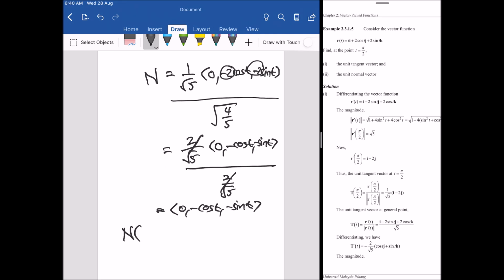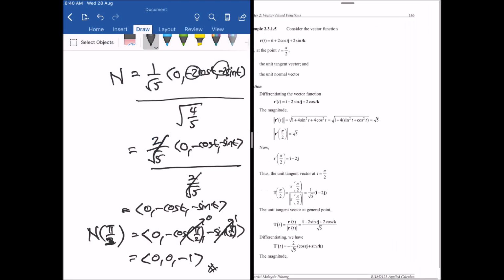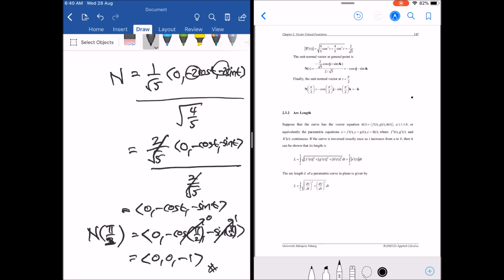So substitute the value of t equals pi over 2, and you will have negative cos pi over 2 and negative sin pi over 2, in which cos is 0 and sin is 1, so we'll have 0, 0, negative 1. If you see here, it is the same as the answer in your module.